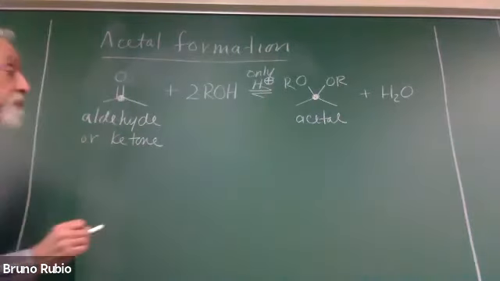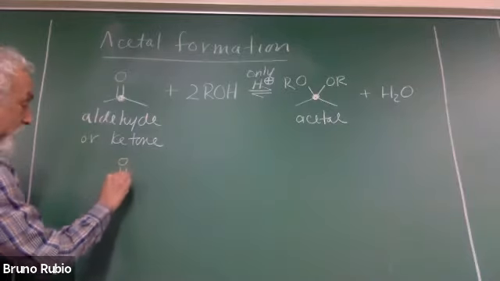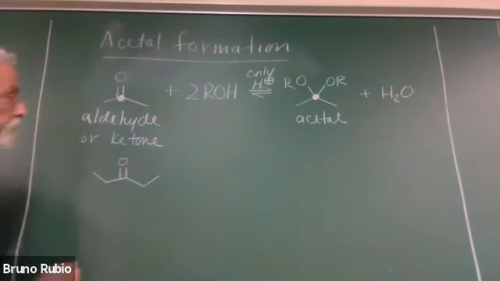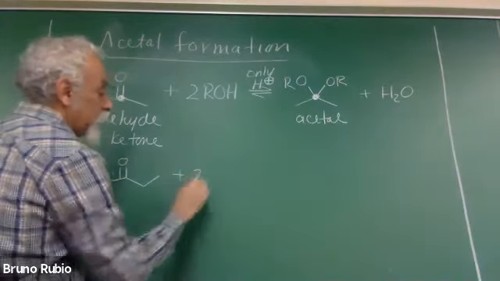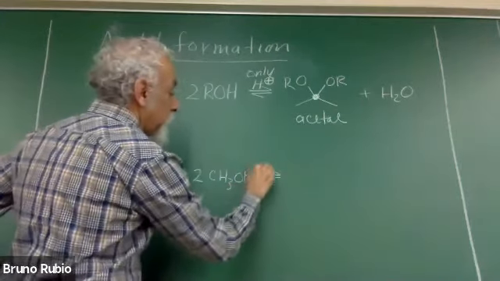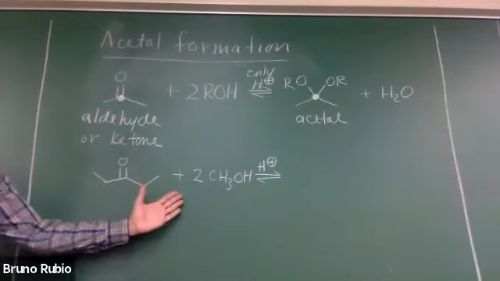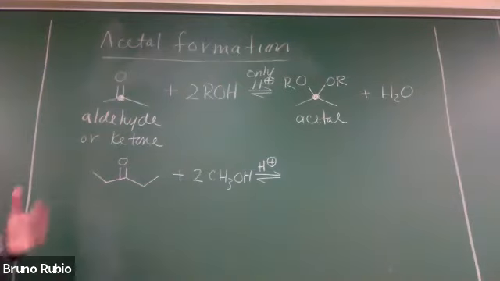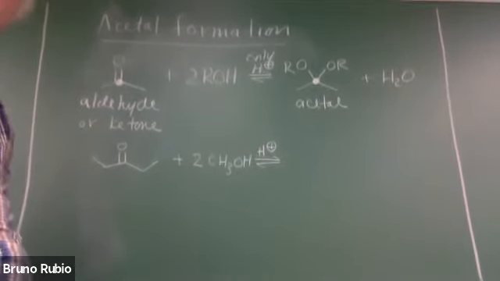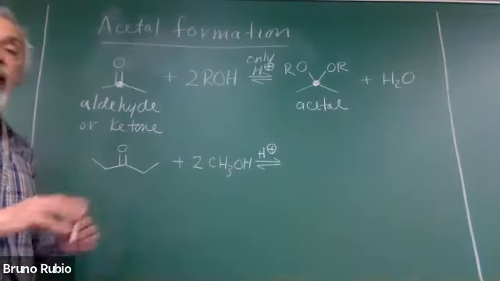Okay, so let's start with something fairly easy. So what about something like this? And we add to that two equivalents of methanol. The reaction is reversible. It's acidic conditions. So use this as a model and draw the structure of the product acetal. It's the recipe for an acetal. It's an aldehyde or a ketone plus two equivalents of alcohol. So draw the structure of the product. So I'll give you a little bit of time. Try that on your own.